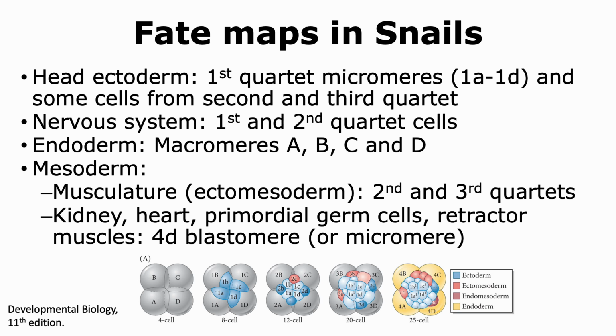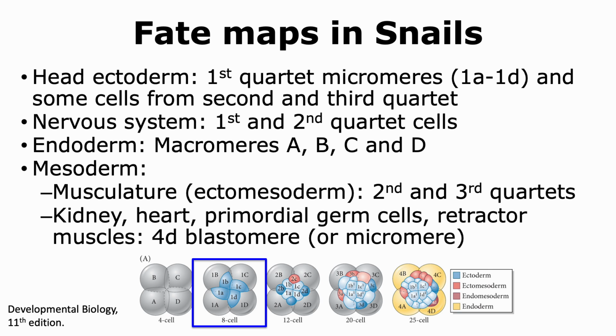Now based on the fate map, what we know is that the first quartet of micromeres, which are the 1A to 1D micromeres, and some cells that are present in the second and the third quartet form the head ectoderm. And that is what is shown in the blue box. In the embryo in the blue box, we can see the first quartet micromeres, which are 1A to 1D, and they all have been shown to form the head ectoderm.